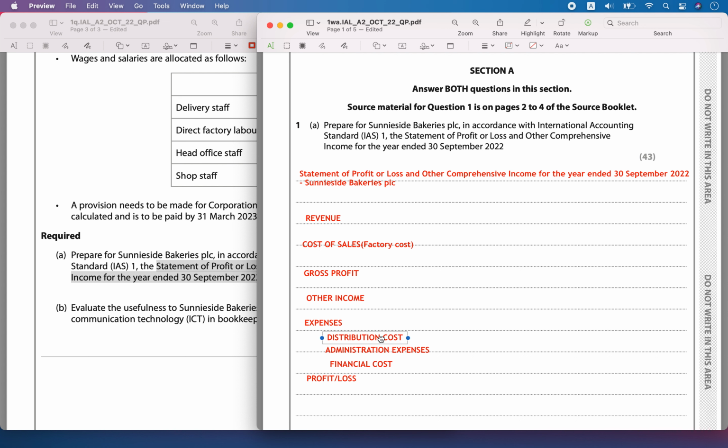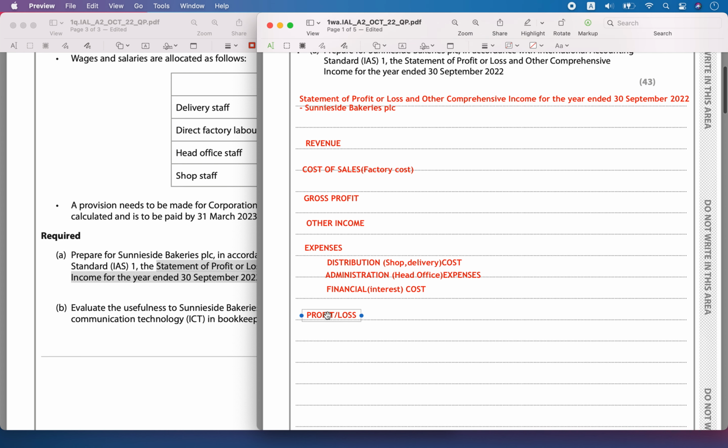Distribution is nothing but the shop. It is related to the shop cost, whatever is connected to the shop, and whatever is connected to the delivery, you will have to identify as the distribution cost. For the administration, anything that is related to head office expense comes under the administration cost, and anything that's related to loan payments or interest payments, you will identify as the financial cost.